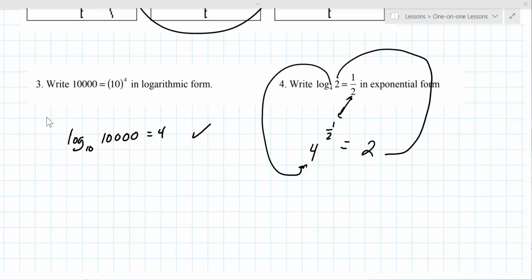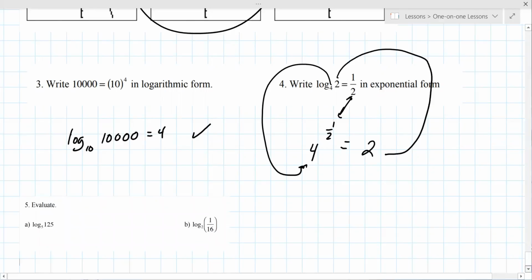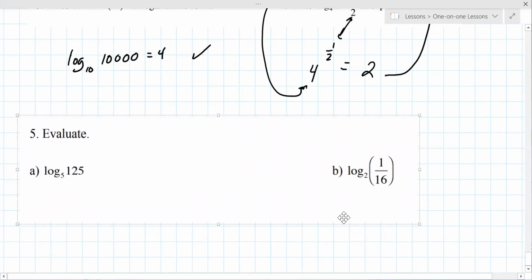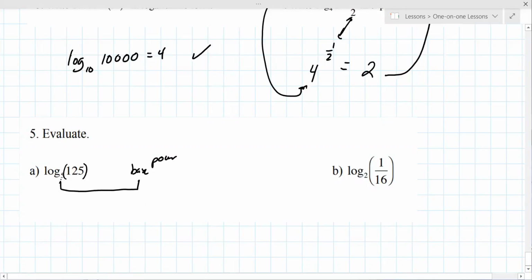All right, number 5 here. It says evaluate these. If you had a calculator, these would be real quick to do. With logs, you really want to write the thing you're taking the log of as a base to a power, but you want the base to match whatever's down there. So essentially, can you write 125 as 5 to some power? And you can. It's 5 to the power of 3.